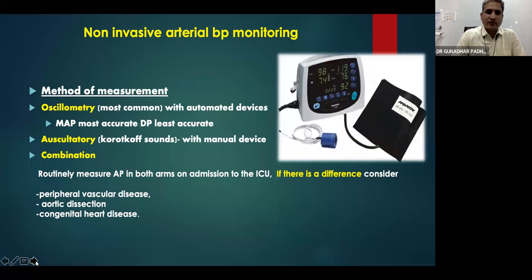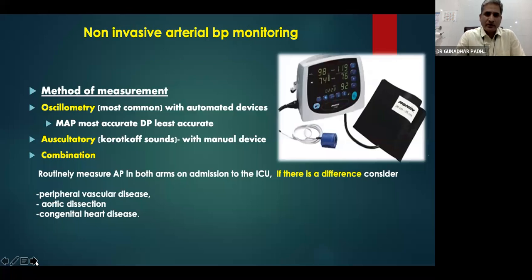What are the different methods of measurement? Somebody may ask you in the viva, or at your OSCE station, when you face the blood pressure topic. These are the different methods. One is called oscillometry, second is called auscultatory, third is a combination of both. The oscillometry method is the most common method. This is basically the automated method. Here the mean arterial pressure is most accurate, but the diastolic pressure is the least accurate, and the systolic pressure varies in between. That is why whenever you measure the blood pressure with an oscillometric technique, always look for the mean arterial pressure first, then the systolic pressure, followed by the diastolic pressure.